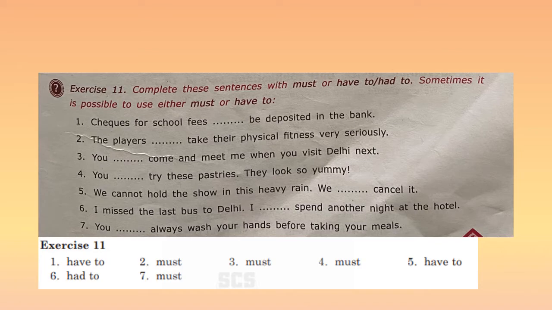On the basis of the above understanding, let's do exercise 11. Complete these sentences with must or have to, had to. Sometimes it is possible to use either must or have to. Checks for school fees dash be deposited in the bank. So have to. And other sentences you can do. Answers have been given at the bottom.